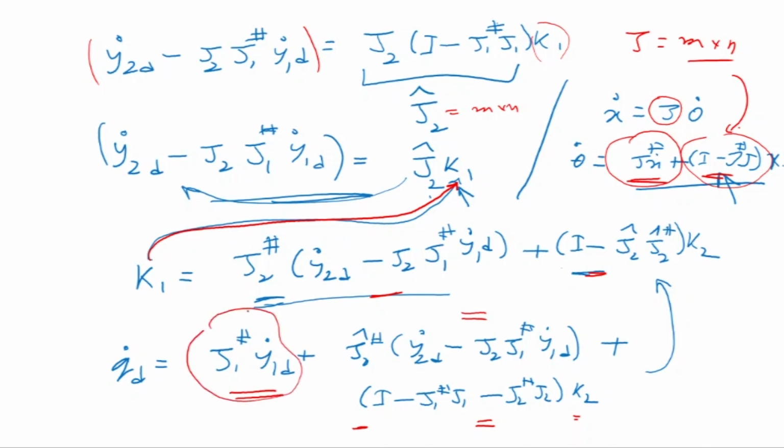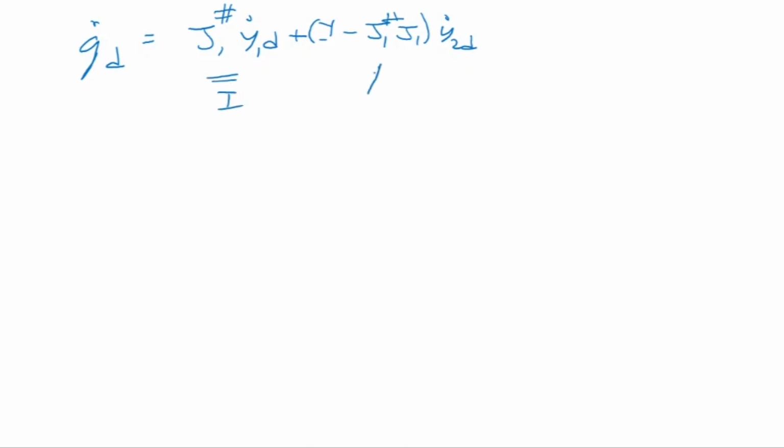So the first task is this one, second task can be this one, and this can be a tertiary task also. If you have more degrees of freedom, you can do more tasks. Okay, so this one, what we can do is we can simplify it and write it this way. I'm simplifying it and writing that q dot d is equal to j1 hash into y1d plus I minus j1 hash into j1 into y2d. Okay, so this is my main task, and this is my subtask. This fellow is my subtask, which is this one.